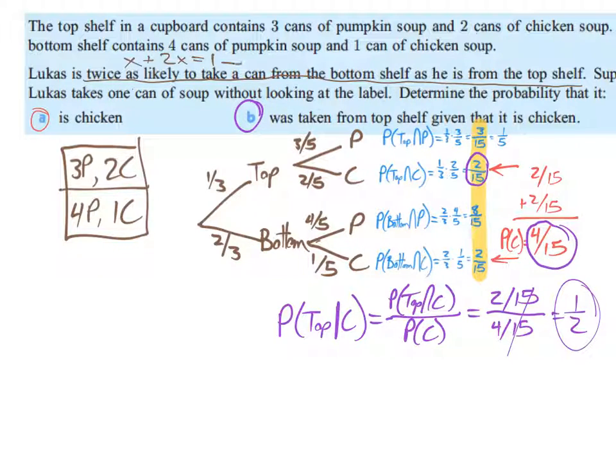X is going to be 1/3. So I know he's got a 1/3 chance of taking it from the top. Double that, I have a 2/3 chance of taking it from the bottom. So you can set it up in a little equation like this, or you can just think it through logically. I know it's got to be the full 100%. If this has to be double this, that means I have 3 parts to this, so they're thirds that I'm dealing with.